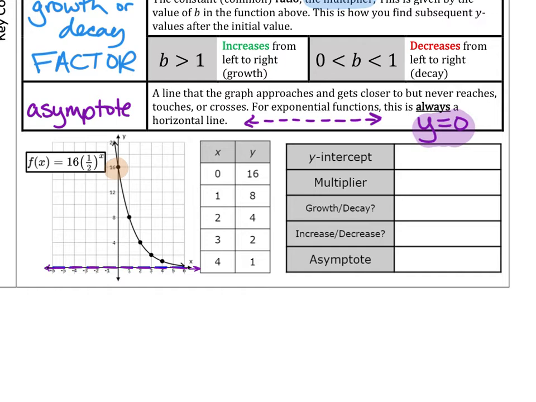Ooh, the y-axis, guys, the vertical axis. What number is that? 16. Okay, great. Here's what I want you to notice. Yes, the y-intercept is 16. Where else do you see a 16 in the equation, graph, or table?